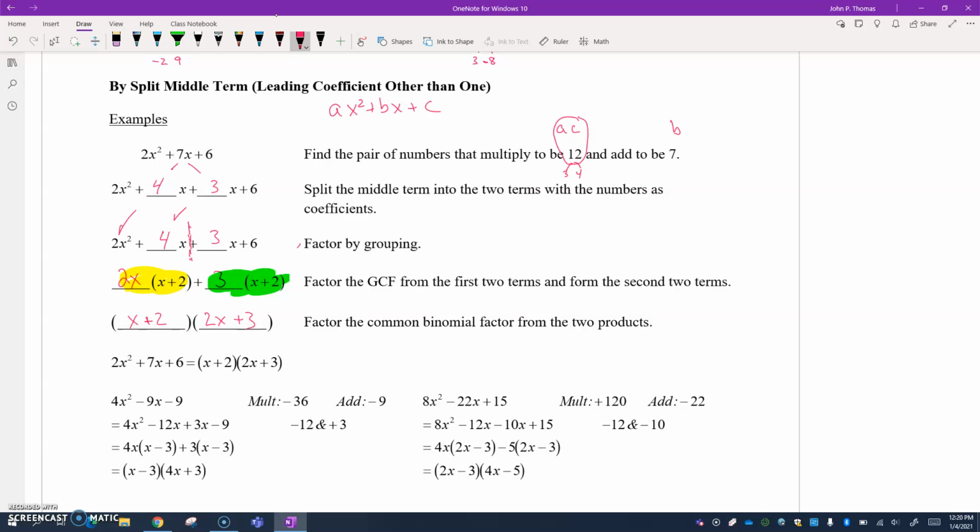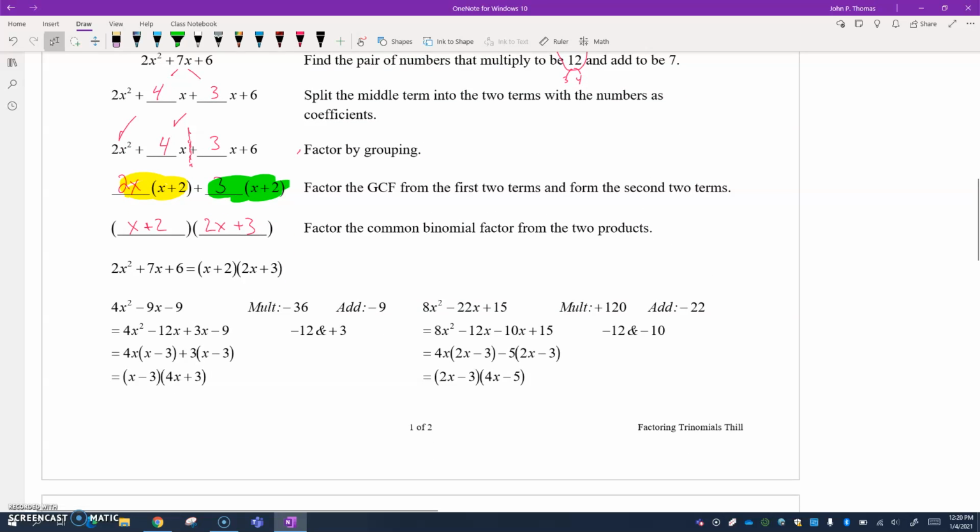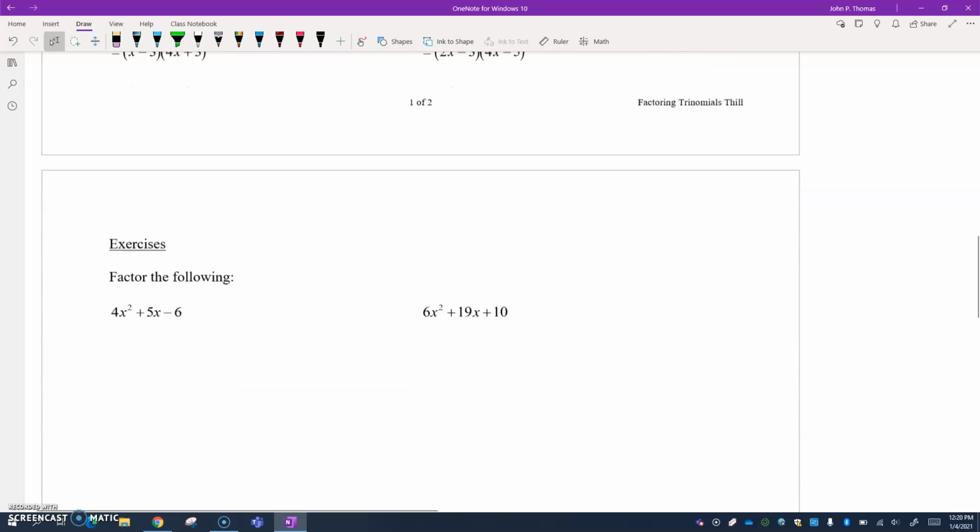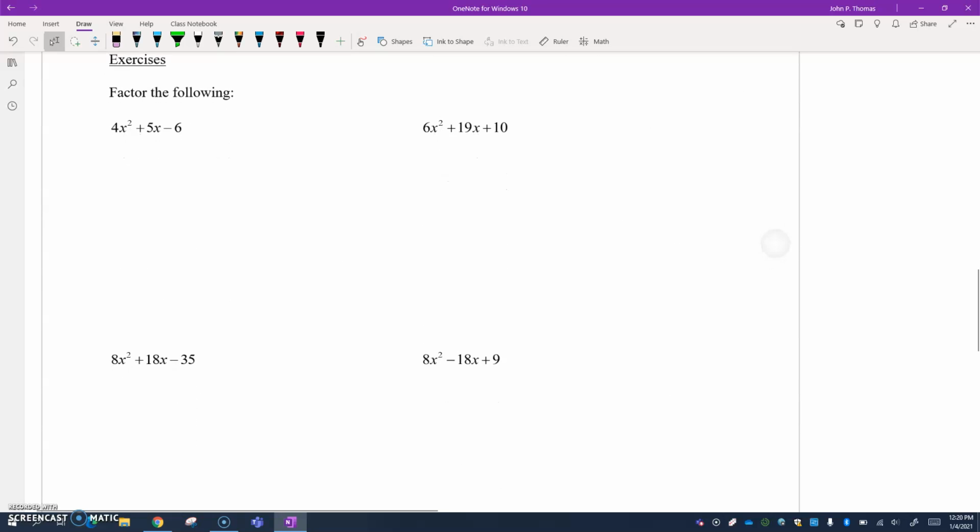Now, some people will teach this one with guess and check. If you feel really comfortable with the guess and check method, feel free to continue with that. I tend to use split middle term when the leading coefficient isn't 1. Down here at the bottom, I've got two other examples for you, so you can take a look at two more worked out examples. What I'd like to do is run through a couple of these exercises together right now.